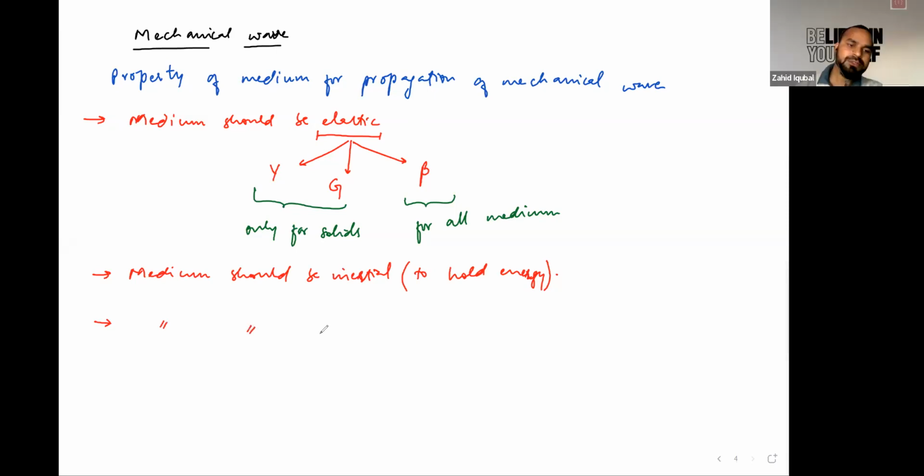Third, medium should offer least friction or opposition. So there will be least energy loss while propagating from one point to another. So these are different properties of medium required for propagation of mechanical wave through it. Just write it down.